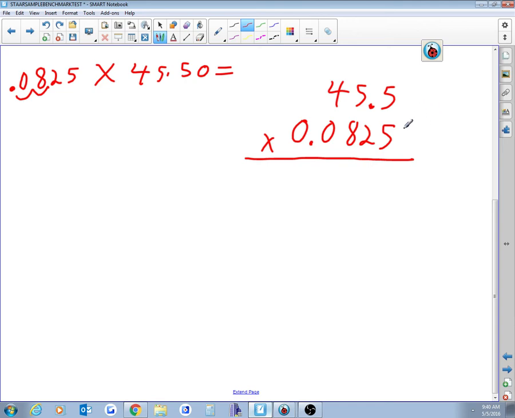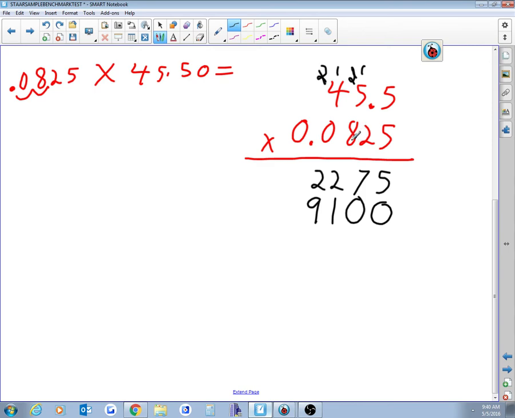So 5 times 5 is, let me use a different color here, 5 times 5 is 25, carry my 2. 5 times 5 plus 2 is 27, carry my 2. 5 times 4 is 20, plus 2 is 22. Now we're going here, so I'm going to mark my spot with either a 0 or an X. 2 times 5 is 10, carry the 1. 2 times 5 is 10, plus 1 is 11, carry the 1. 2 times 4 is 8, plus 1 is 9.